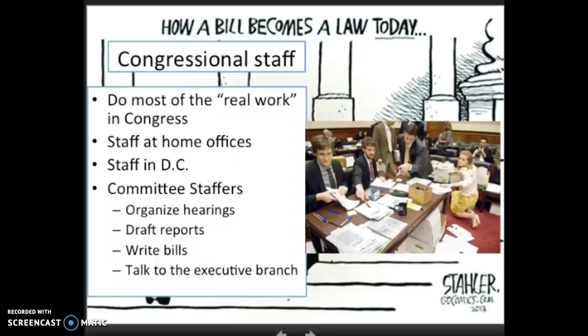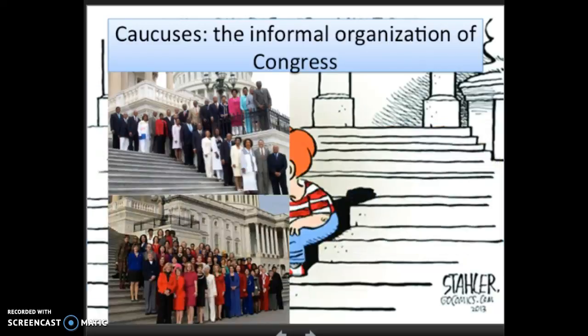Like the Agricultural Committee has a staff. The Armed Services Committee has a staff. And they're going to organize all of those hearings that happen in the second step of how a bill becomes a law. When they pull in experts to give testimony during the markup process, the staffers are going to organize that. The committee staffers are going to draft the committee reports. They're going to write the legislation in a lot of cases, and they're going to communicate with the executive branch, like the members of the White House who want maybe a certain piece of legislation to be changed. Okay, so that's the staffers.